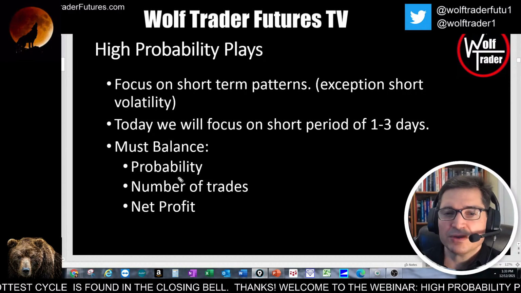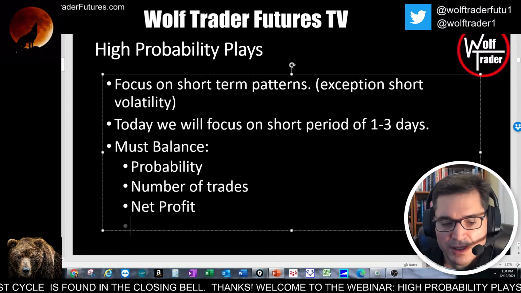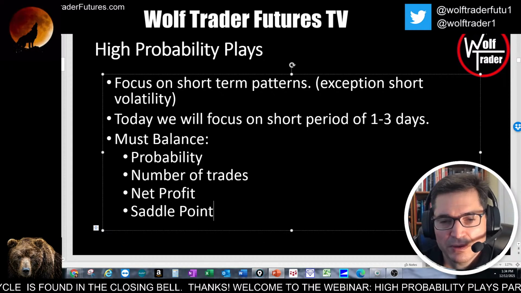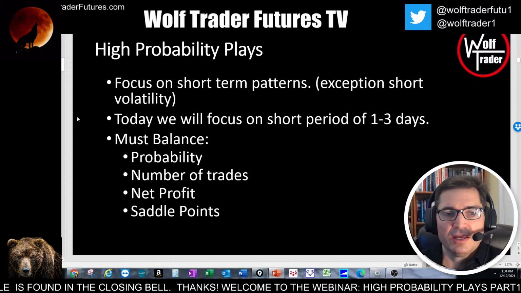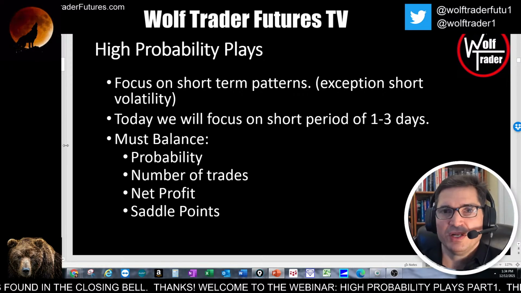And so that's also there too. So you must balance this. I would put saddle points into here too, which we'll get into. But again, this is very much cloak and dagger trading.